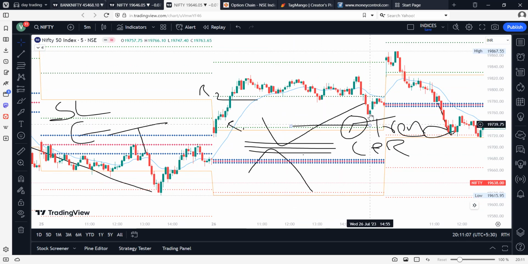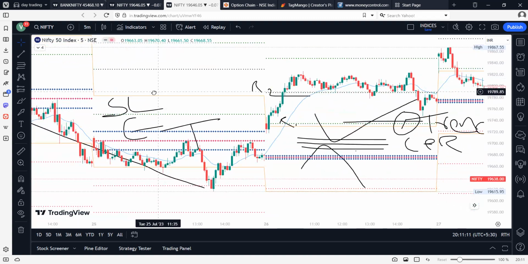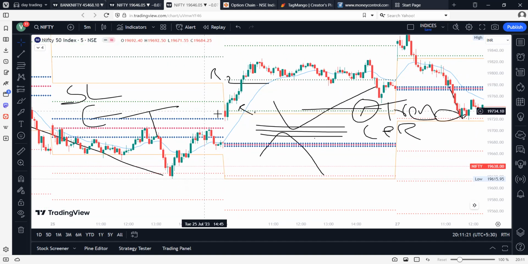See here, the previous 3 days are downtrend days, bearish days, and this day gap up happens and it closes above the R1. What I told you, this is the R1. Okay, this green line is the R1. It closes above this and we can assume that the trend has changed from downtrend to uptrend. This is the first thing.